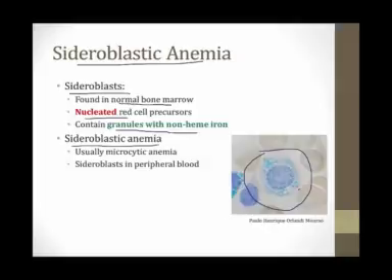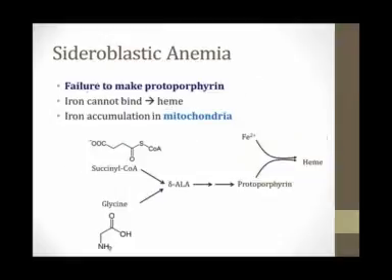So a sideroblastic anemia is usually a microcytic anemia where you see sideroblasts in the peripheral blood. They should not normally be found in the peripheral blood. They are normally found only in the bone marrow. Sideroblastic anemia occurs when there's a failure to make protoporphyrin inside of red cells and red blood cell precursors. When this happens, there's no protoporphyrin for iron to bind to form heme, therefore iron accumulates in the mitochondria, and that leads to the formation of sideroblasts.